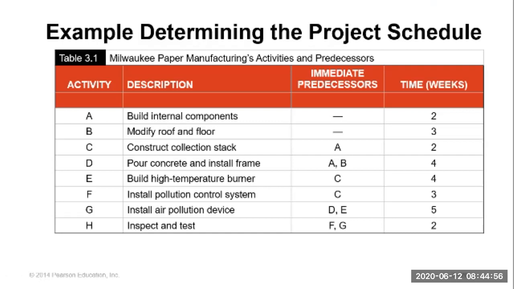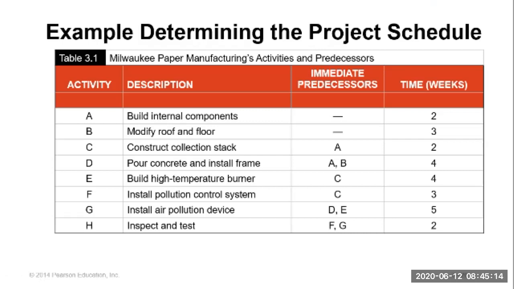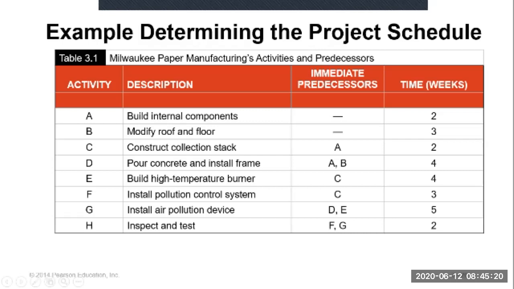A and B can start immediately, which means A and B don't have a precedence activity. When you want to start the project, you can start A and B immediately. That means when you build the internal components, at the same time you can modify the roof and floor.